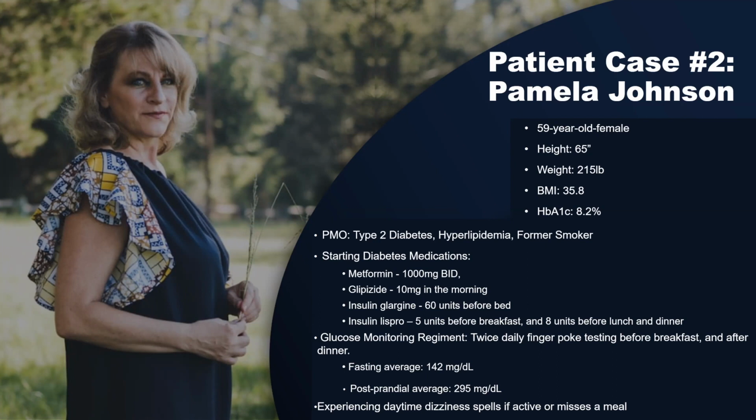She does do finger stick glucoses, checking twice a day, testing before breakfast and after dinner. Her fasting glucose is 142, which is not perfect, but it's not horrible. And her postprandial average is again very high at 295. She also is symptomatic, experiencing daytime dizzy spells if she's active or if she misses a meal. That's sounding a little suspicious for possible episodes of hypoglycemia.